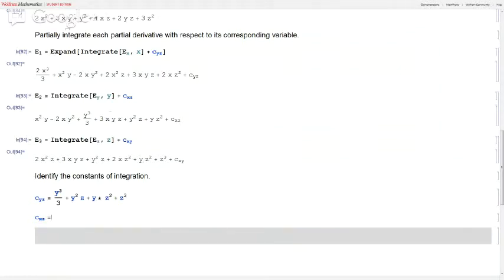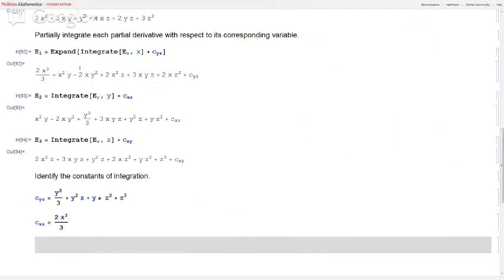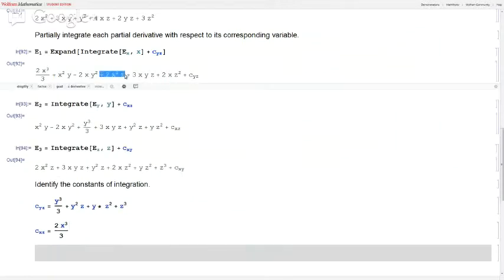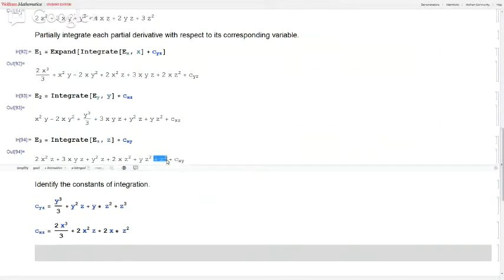So now I'm looking for terms in E1 and E3 that depend on x or z or both. So it looks like I get a 2x cubed over 3. This depends on y, this depends on y, plus a 2x squared z. This depends on y, plus a 2xz squared. Again, adding the multiplication sign. Now I'm looking for terms in E3. I already have a 2x squared z. This depends on y, this depends on y. I already have a 2xz squared. This depends on y. Looks like I get to add a z cubed.